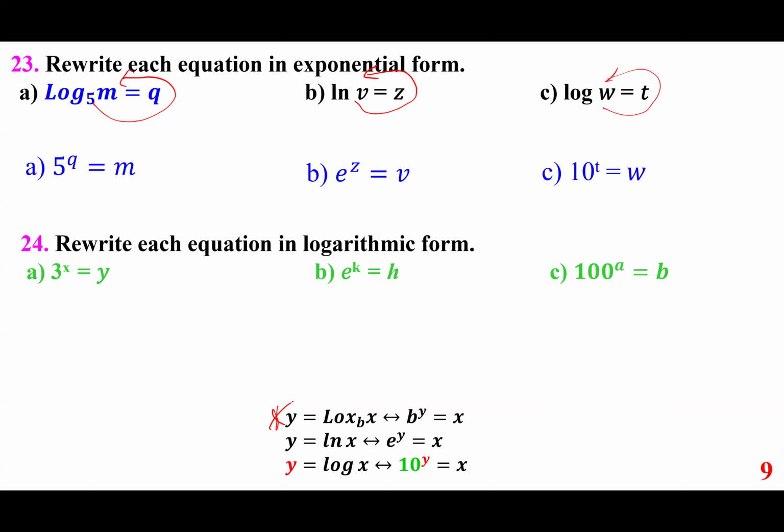Now going back, rewrite each equation in logarithmic form. The reverse process. Remember, we should be able to go from left to right or right to left. So when you have it in an exponential format, the result is your argument. Log of the result, y, the base 3 must be x.